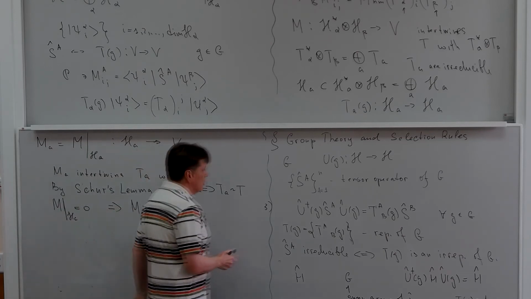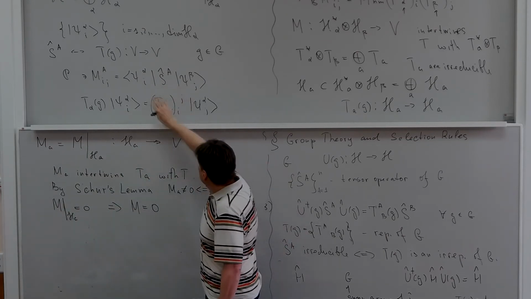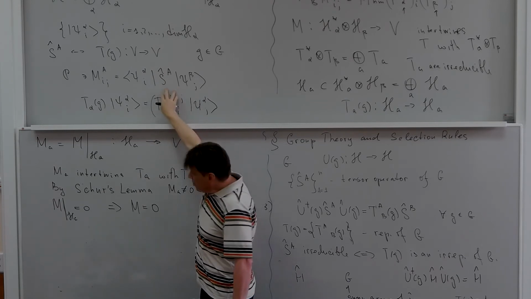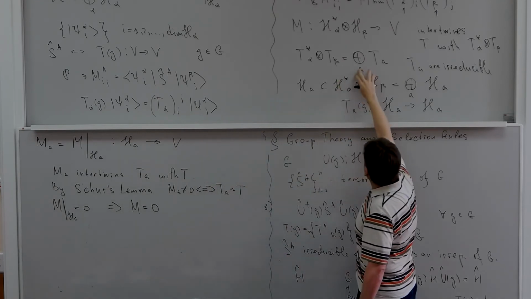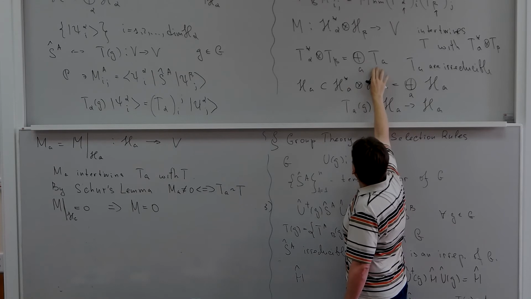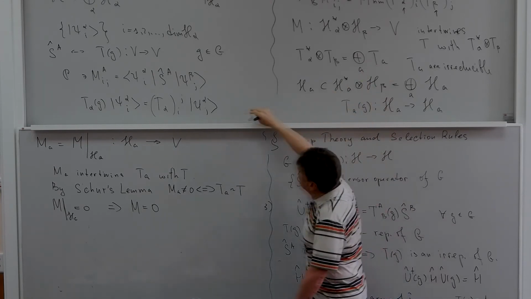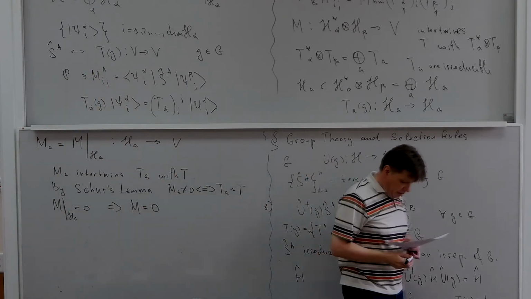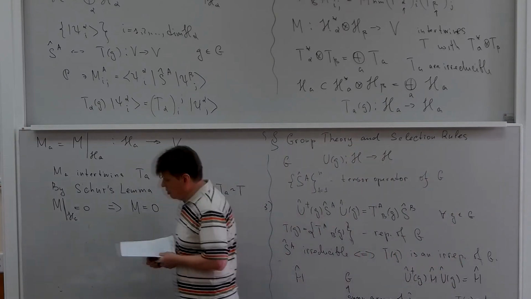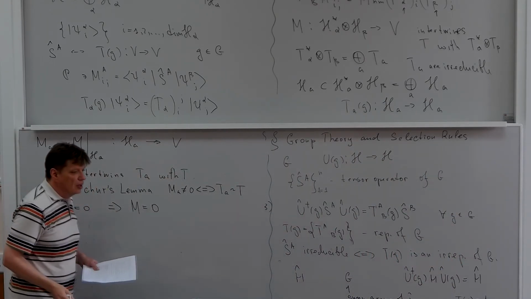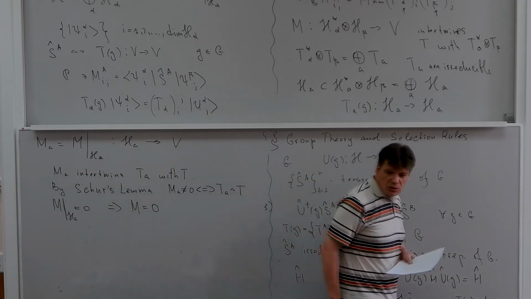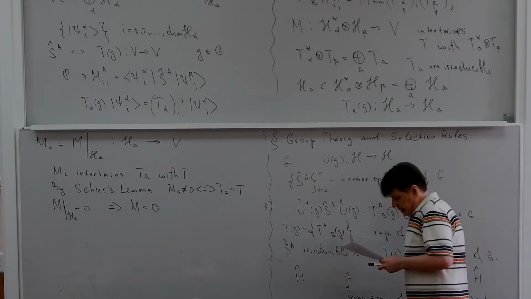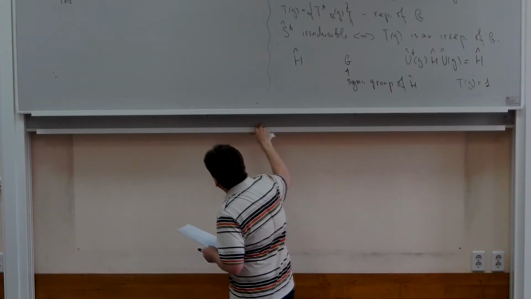In other words, this matrix element is equal to 0 identically whenever this direct product decomposition doesn't contain our representation T. And we can use the above consideration to rederive the known selection rules for the electric dipole transitions.